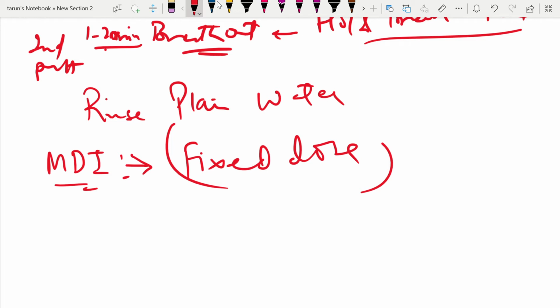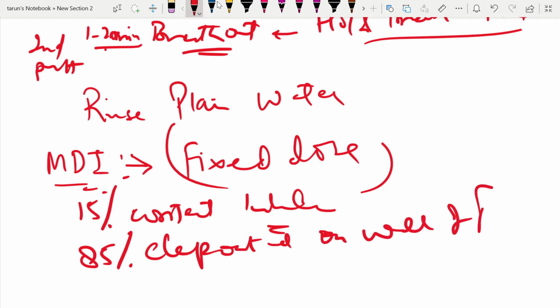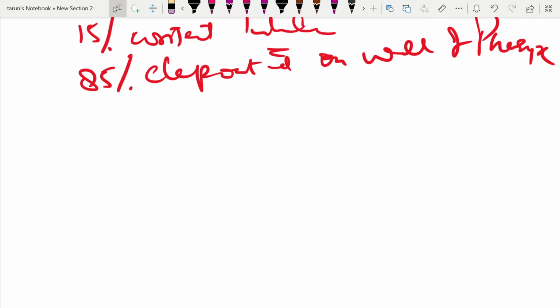In spite of good technique, only 15% of the content is inhaled, and 85% of the medicine gets deposited on the wall of the pharynx and is ultimately swallowed by the patient.